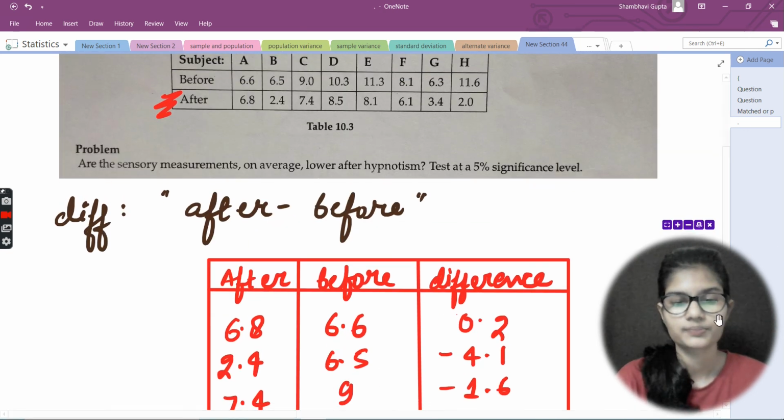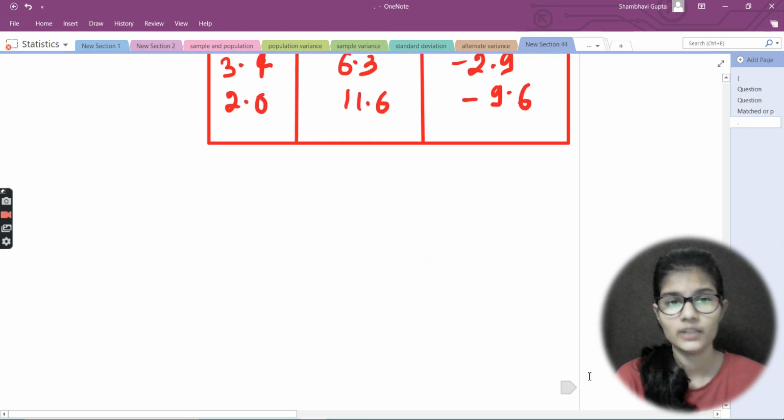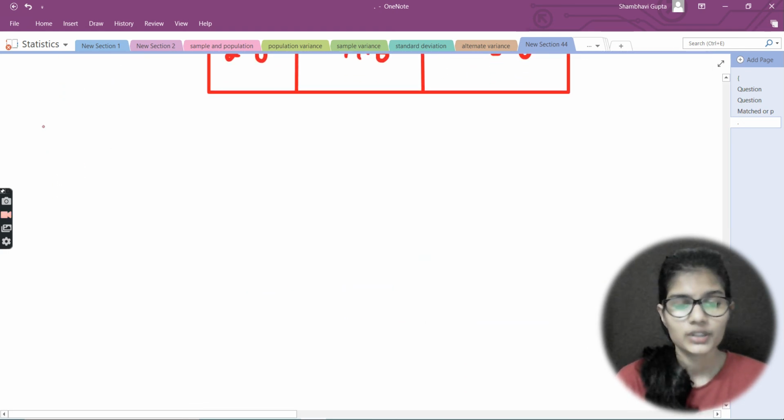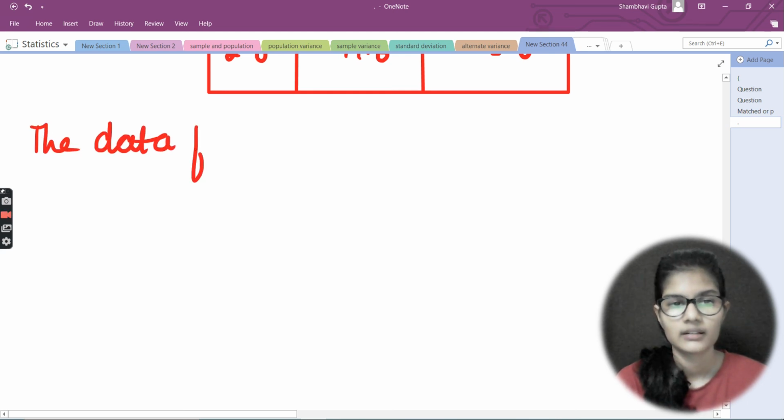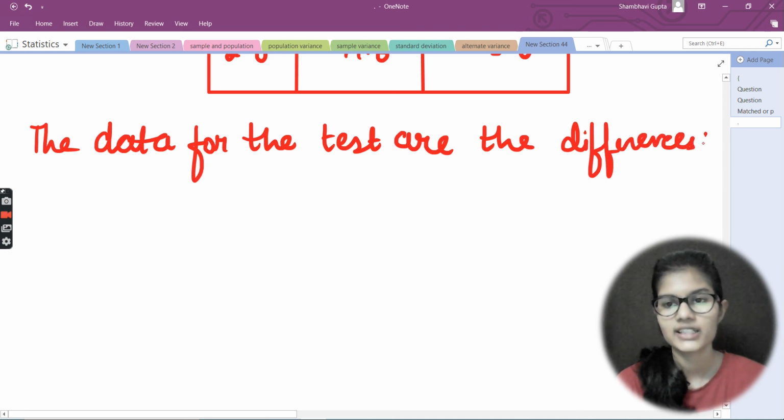After this, we take out the data for the differences separately. So I would write here that the data for the test are the differences. The data that we'll be taking for the test will be the differences that we calculated.